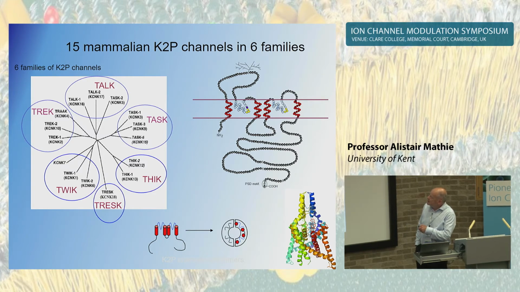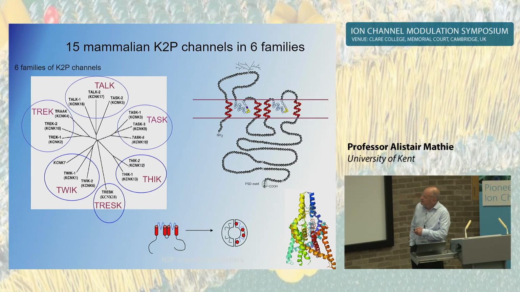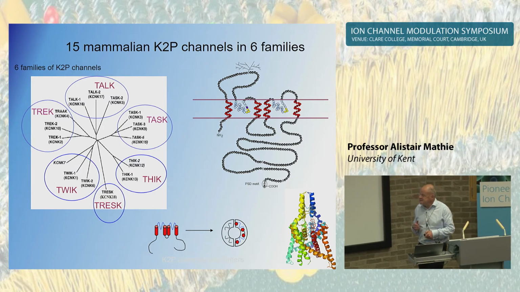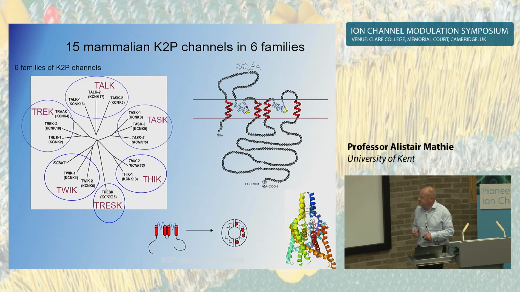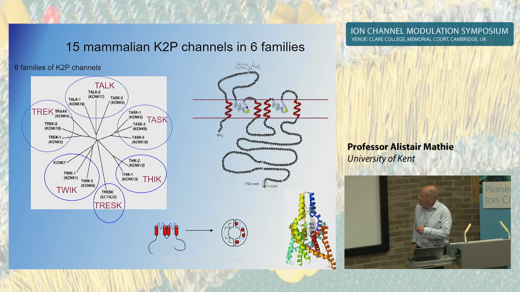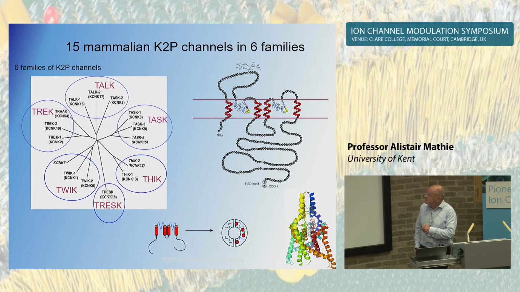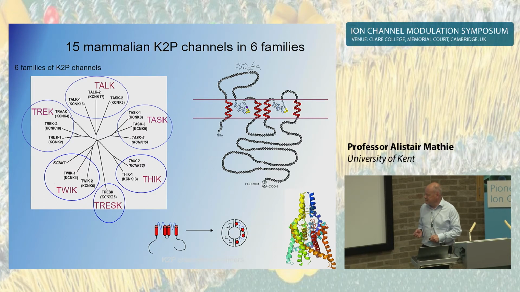The family of mammalian two pore domain potassium channels has 15 different members that can be divided broadly into 6 subfamilies based on both their structural similarities and certain functional similarities. All of them have the characteristic of 4 transmembrane domains and 2 pore regions, 2 P regions, and so it's envisaged that they come together as dimers, contributing 4 P regions to the pore.